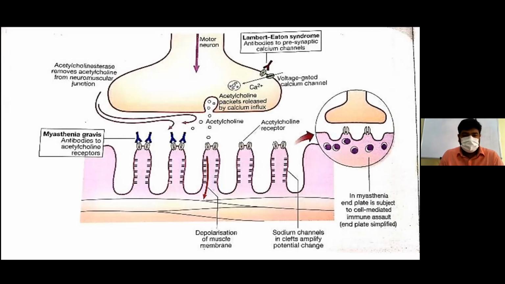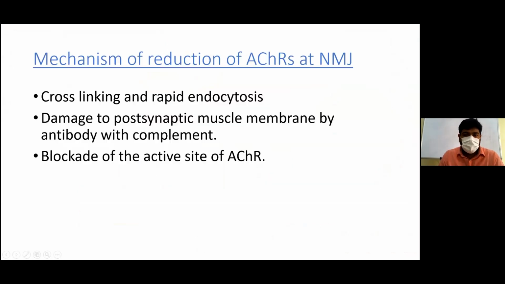So when antibodies are produced against the receptors, it leads to a cell-mediated immune assault and the end plate gets simplified. Coming to the mechanism of reduction of acetylcholine receptors at the neuromuscular junction: the antibodies cross-link the receptors and there is a turnover of the receptors which results in rapid endocytosis. There is damage to the postsynaptic muscle membrane by the antibody with the help of complement. And the antibodies can also block the active site of the acetylcholine receptor.